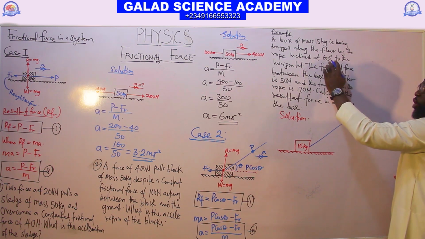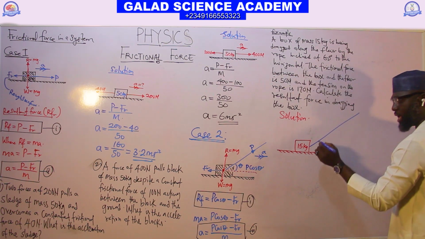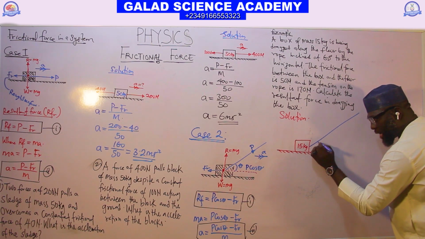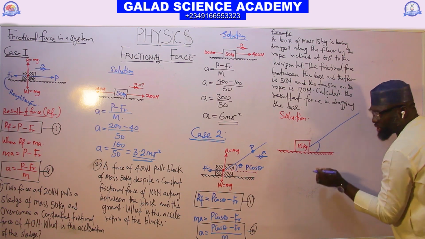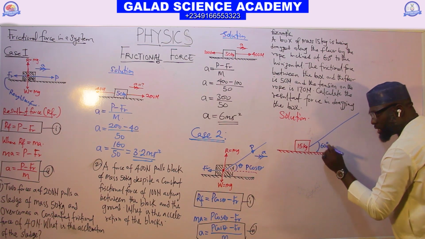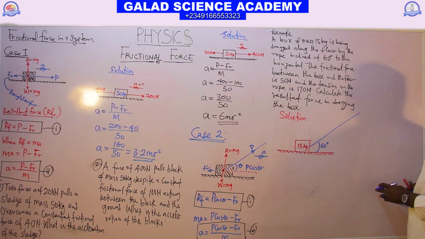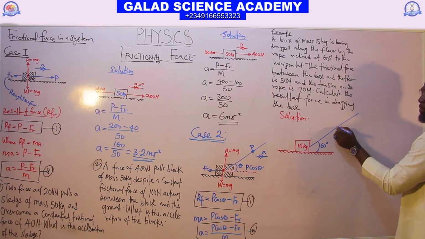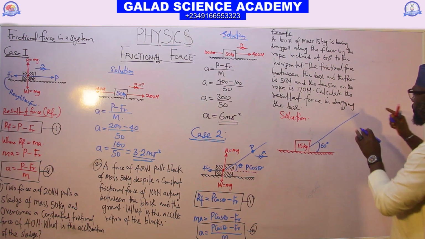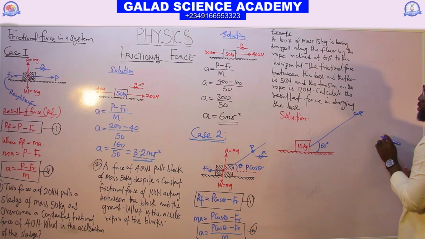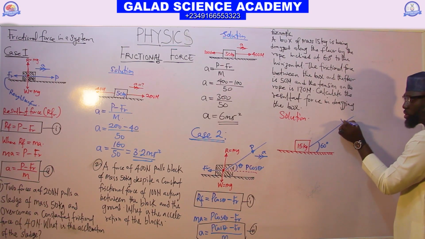What is the angle between the rope and the horizontal? So the angle between this rope and the horizontal, you can draw it like this, is 60 degrees. This is the rope. Don't forget that this is a rope.